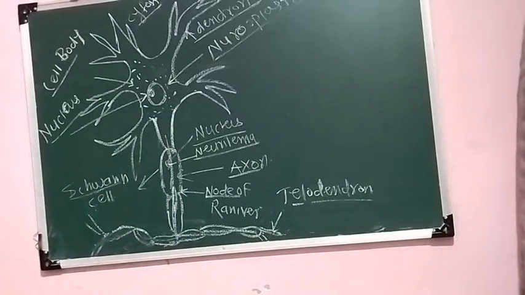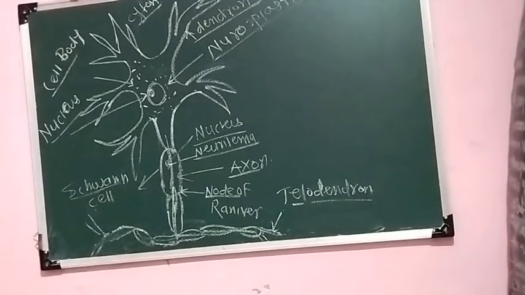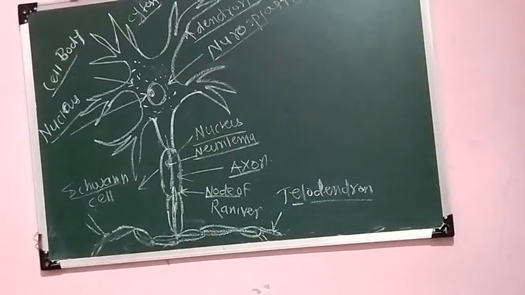And the cytoplasm, or protoplasm, of the axon is called axoplasm. On the basis of their functions, neurons are classified into three different types, like the afferent neurons, which carry impulses from the sense organ to the CNS, and the efferent neurons, which carry impulses from the CNS to the effector organ. Okay, I repeat my sentence.